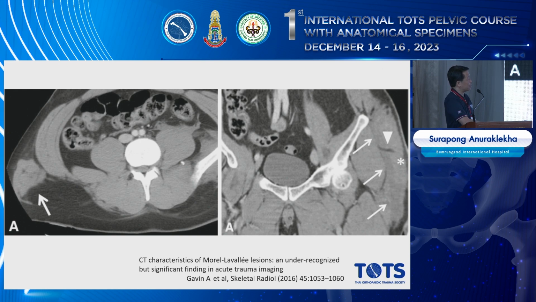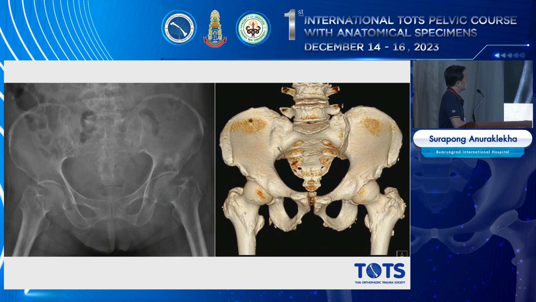Also, you can get the Morel-Lavallée lesion image, like a hyperdense area subcutaneously, that reminds you that there might be a degloving injury in the pelvis as well. And the 3D rendering also provides you information, both useful for pre-op planning and useful to explain to the patient or the family as well.